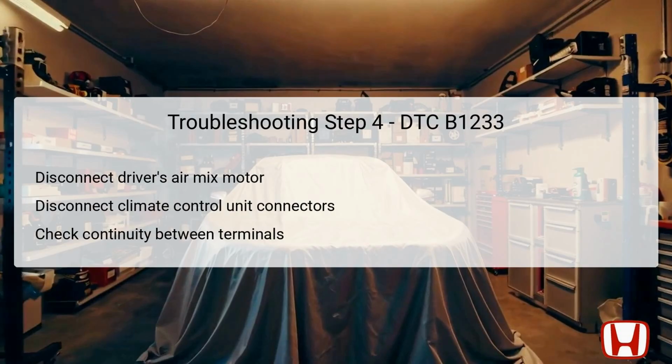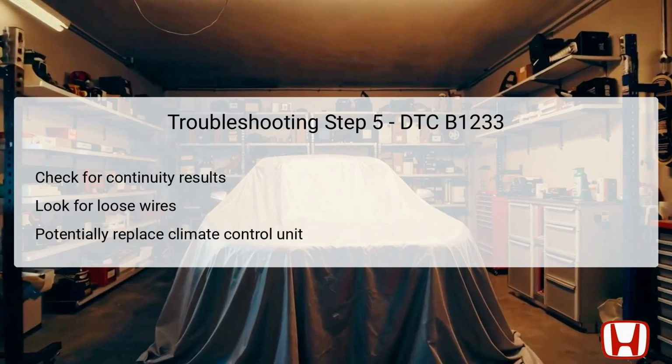Continuity testing is important for determining whether electrical signals can properly travel between the connectors, which is vital for system function. The specific terminals to check include those listed in the diagnostic information, including various pins from the climate control unit connectors and the air mix control motor. If continuity is confirmed, it indicates a more complex issue. If not, further investigation into wiring and connections will be necessary.